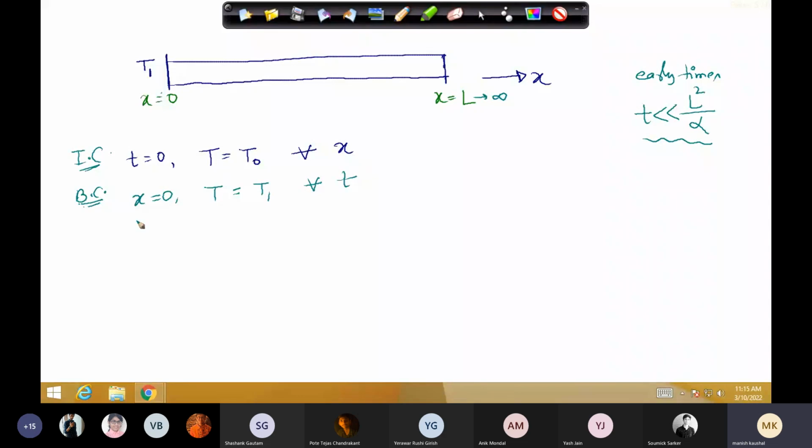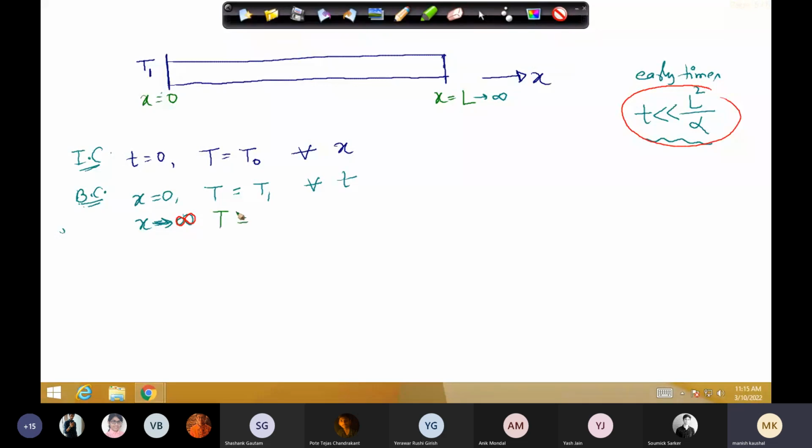And can anyone tell me what will be the boundary condition at x equals L, which is practically infinity, for early times? Okay, so we are solving it in this time regime, so there is no doubt. So provided we are solving it for this time regime, what will be the boundary condition at x tends to infinity? Shashank, any idea?